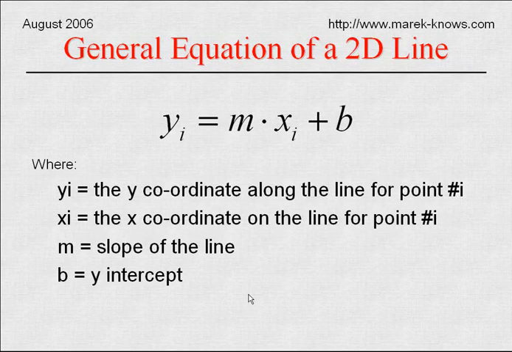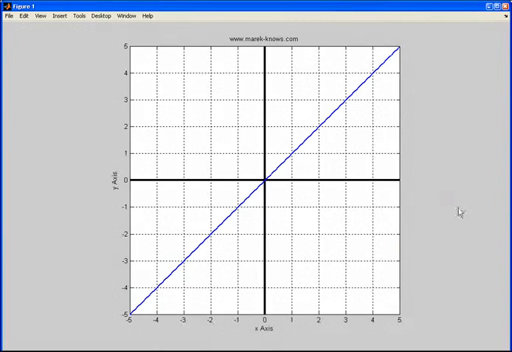The general equation for a two-dimensional line is shown here. Y equals mx plus b. Now, y represents the y value along the line, x represents the x value along the line, m is the slope of the line, and b is the y-intercept. It's probably best to show an example here of what each of those values mean.